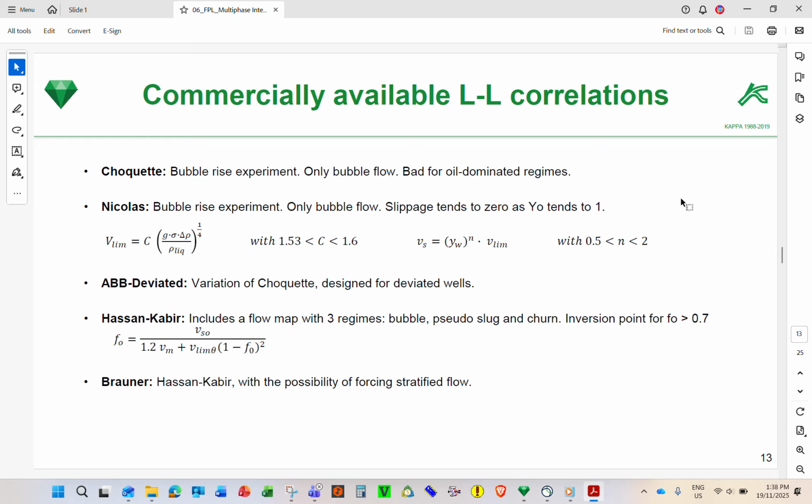So Hassan Kabir, you have 3 flow regimes: bubble flow, slug, and churn. You can actually see on the flow correlation which color belongs to which correlation. So Choquette and Nicolas are based on experiment, but Nicolas is only for the bubble flow regime.